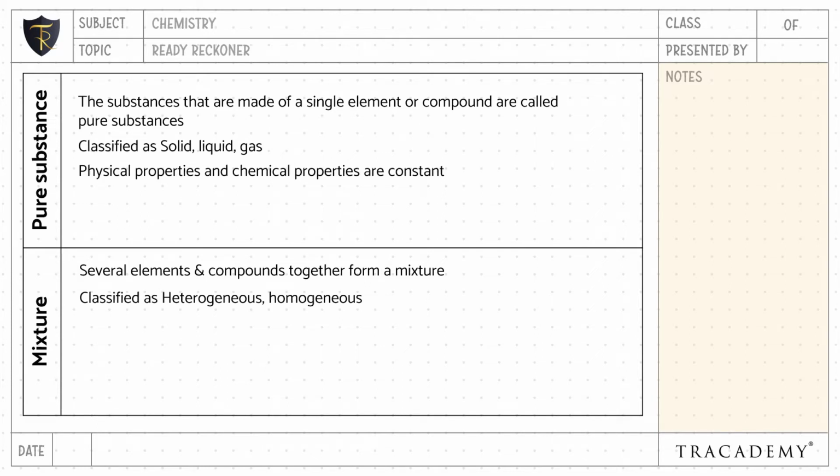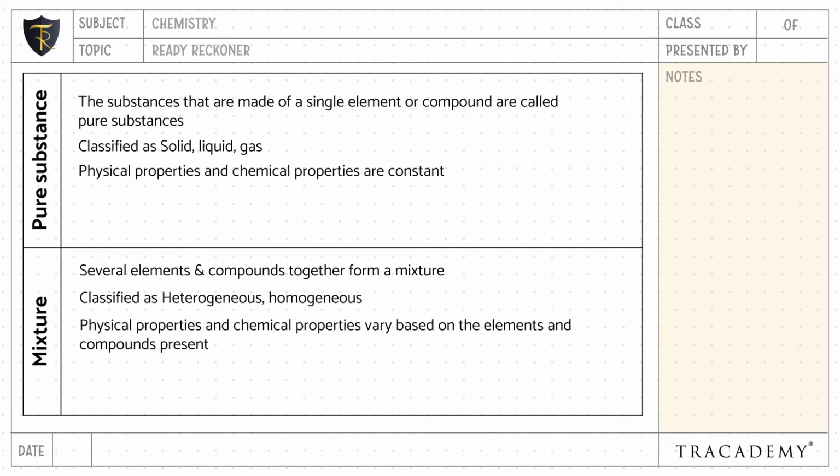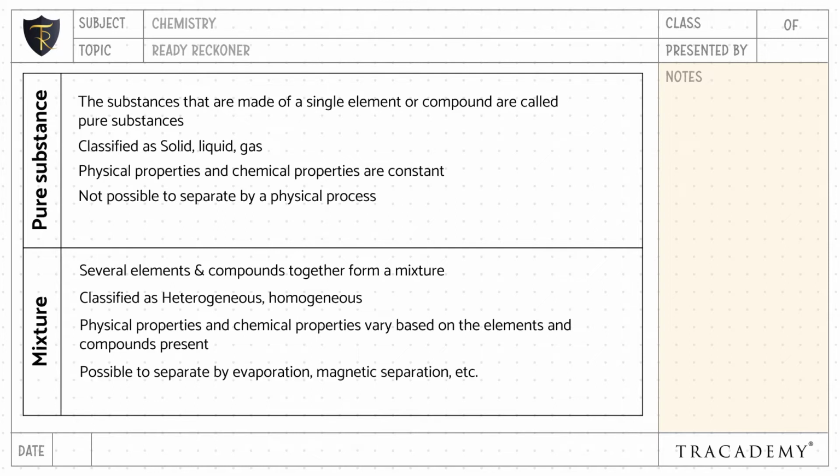The physical property and the chemical property of a pure substance are constant. The physical property and the chemical property of mixtures vary based on the elements and the compounds present in it. It is not possible to separate a pure substance by a physical process. It is possible to separate mixtures by physical processes like evaporation, magnetic separation, etc.